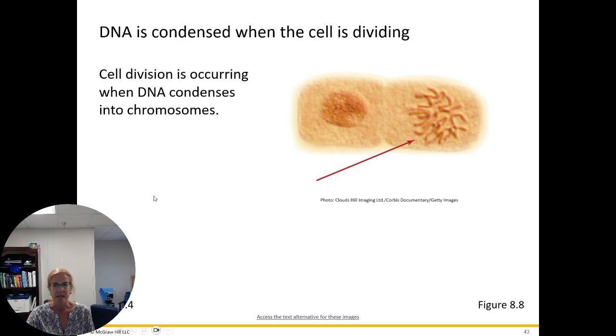DNA condenses when the cell is dividing, and that is when the chromosomes actually take on the form of chromatids, and we'll talk about those later in this video. And as you can see, if you can imagine dividing that genetic information now, it's going to be a lot easier than when it was just loosely packed into the middle of the cell.